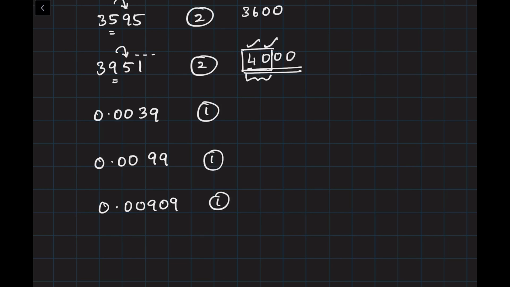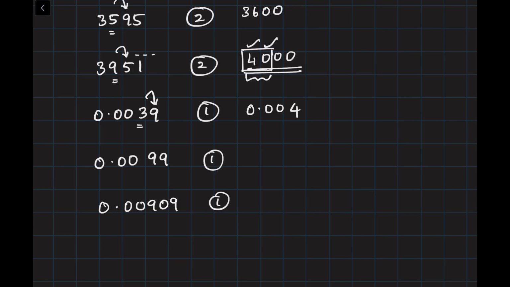Okay. In the number 0.0039, you have to round off to one significant figure. The first significant figure is 3. You have to do the rounding process over here. The next number is greater than 5, so 0.004.